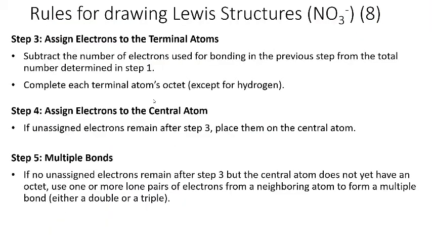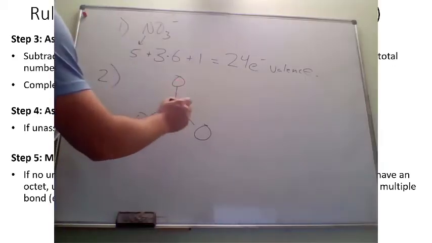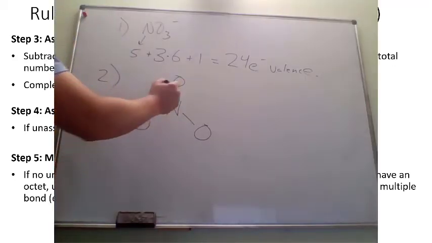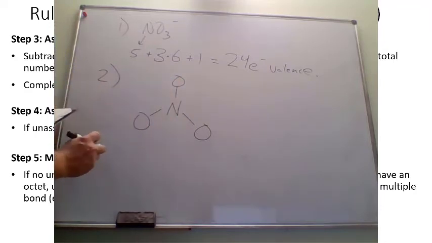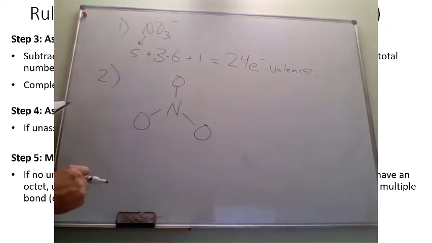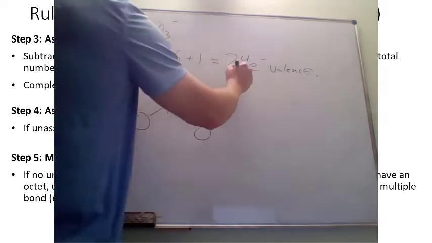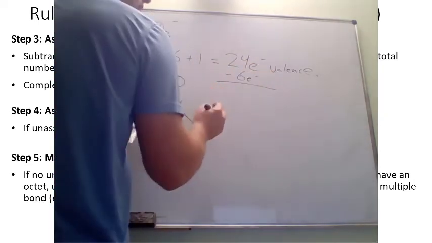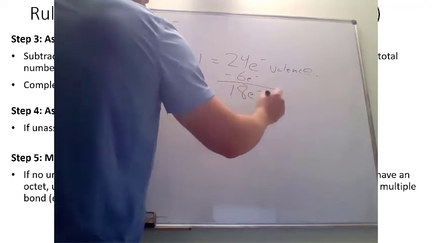Okay, next. Step 3, assign electrons to the terminal atoms. So subtract the number of electrons used for bonding in the previous step from the total number determined in step 1, and then complete each terminal atom's octet except for hydrogen, which gets a duet. Okay, so we know that each of these covalent bonds consist of 2 electrons. So there are 2, 4, 6 electrons that we've already used in drawing these single covalent bonds. So if we subtract our 6 electrons from our valence, we have a remaining of 18 electrons remain.